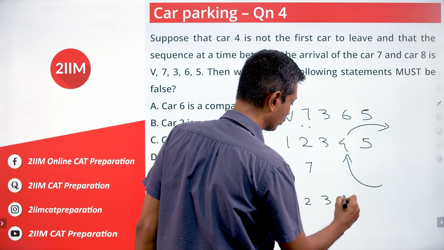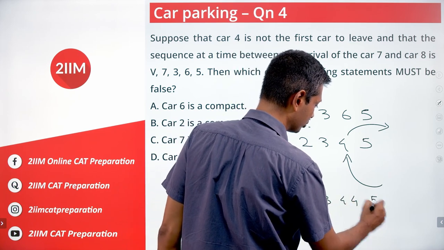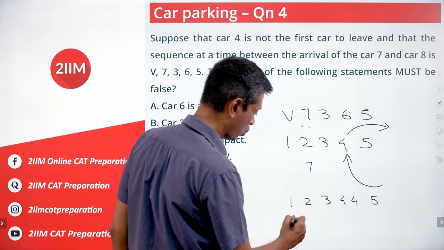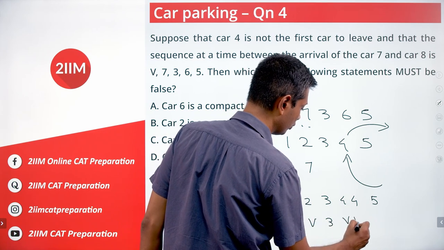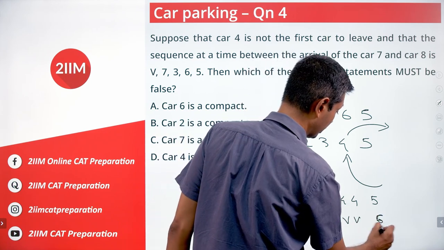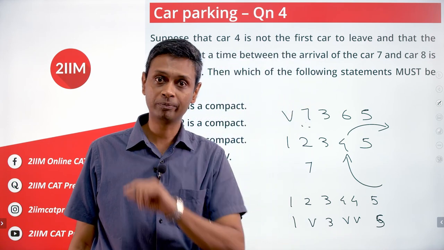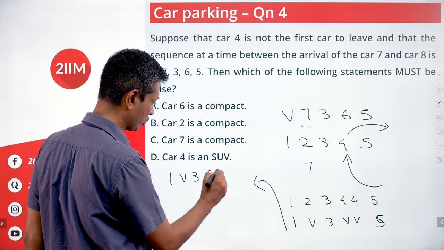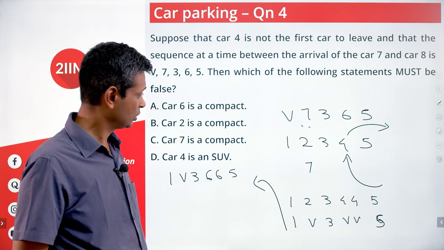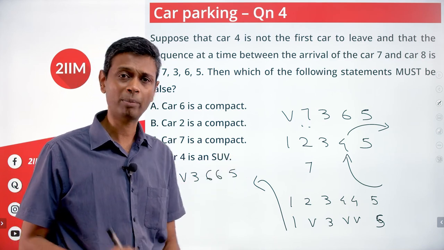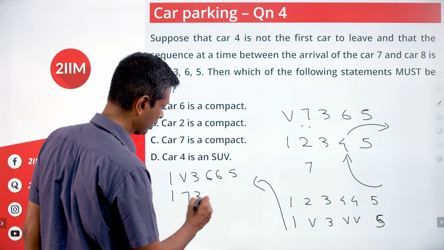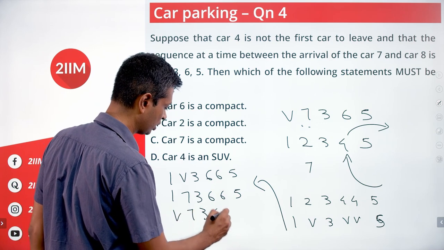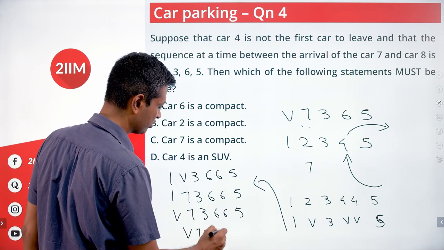1, 2, 3, 4, 4, and then 5 comes. Then what happens? 2 leaves, 4 leaves. So we have 1, V, 3, V, V, 5. 6 comes in, 6 is an SUV, so we'll have 1, V, 3, 6, 6, 5. Then what happens? 7 comes in, 7 is a compact car. We'll have 1, 7, 3, 6, 6, 5. Then 1 leaves. We have V, 7, 3, 6, 6, 5, which is nothing but V, 7, 3, 6, 5.